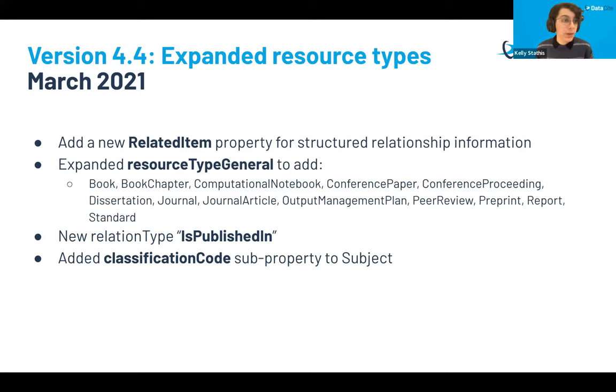Related to this change was also adding the relation type is published in. And this was designed to be used with the related item property to indicate publication information in a structured way. We previously recommended series information for this and having a certain text structure for series information. This splits it up into dedicated fields. So for example, if you have a DOI for a book chapter, you can indicate that it's published in a book using this mechanism and state the book's author, title, et cetera, in the related item fields.